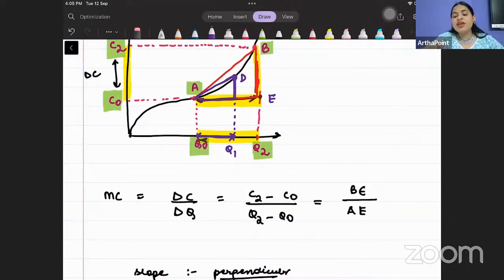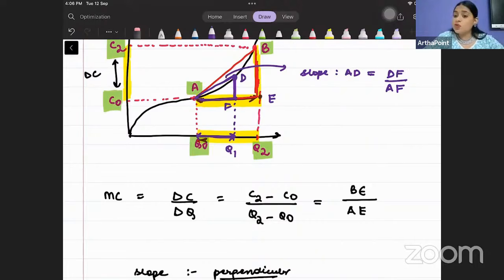So when I vary the quantity, when I change the quantity to Q1, in this case the slope will be just AD, and AD will be written as, if I make one more point here, same, I make a point F. So AD can be written as DF by AF. Is this clear? AD can be written as DF by AF.